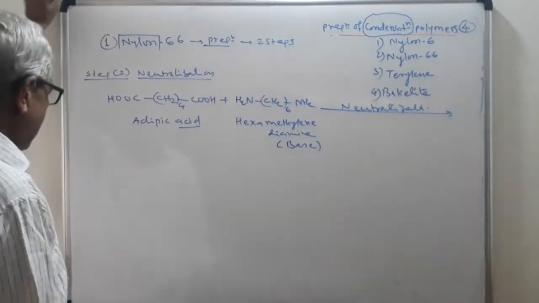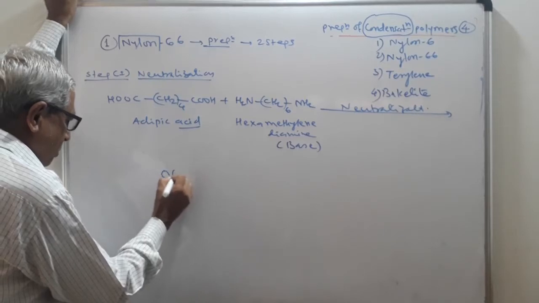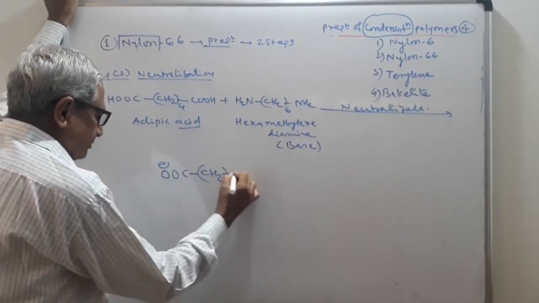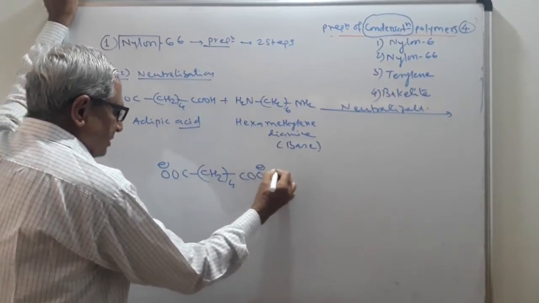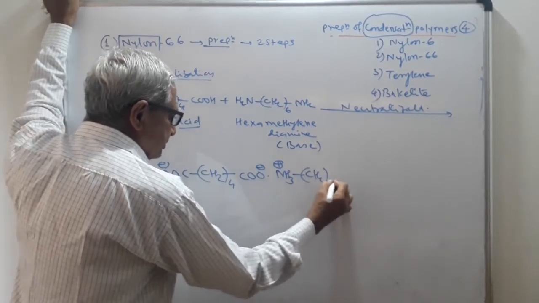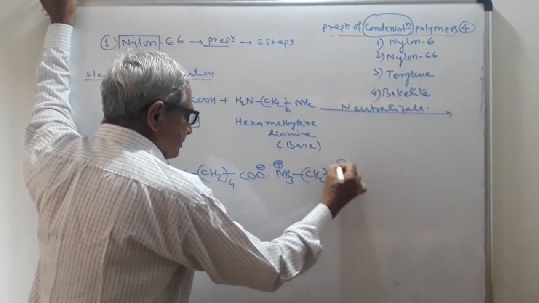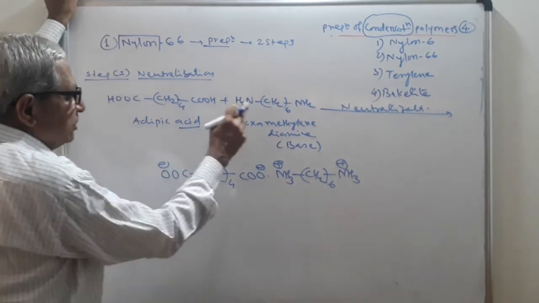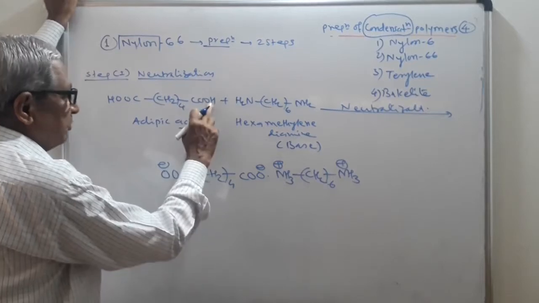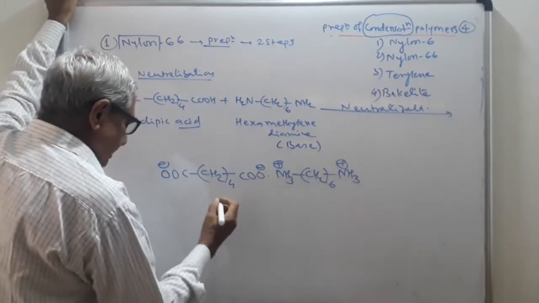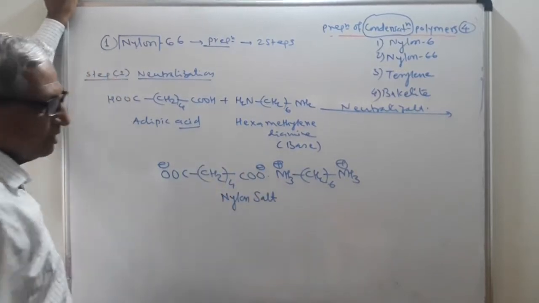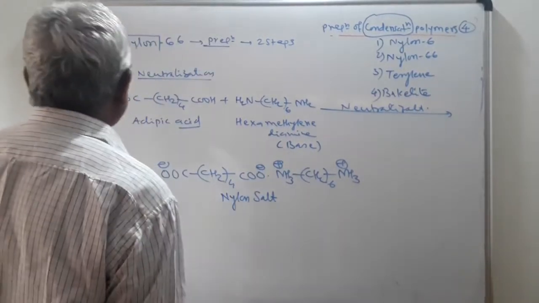You will get the salt here. Neutralization. And see the salt here: OOC, CH2 4 times, COO minus, NH3 plus, CH2 6 times, NH3 plus. See, this is a proton donor, this is a proton acceptor, so you will get here COO minus NH3 plus. Again proton donor, proton acceptor, you will get this one, and the name of this one is known as nylon salt. Then I will explain the step second.